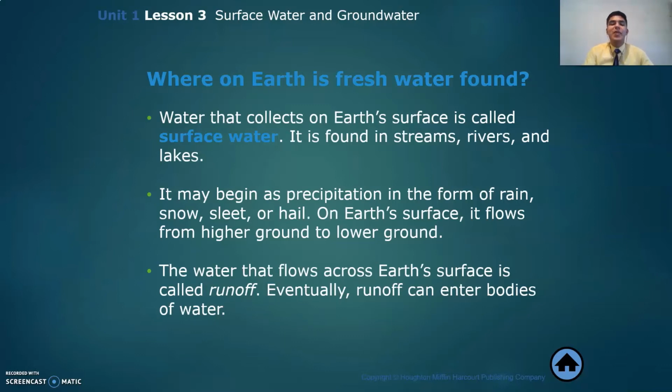Eventually, runoff can enter bodies of water. This is something that we have studied in the water cycle. There is a lot of water that is actually evaporated, and once it comes to the ground, then it becomes a runoff, when it starts flowing down mountains, volcanoes, etc.